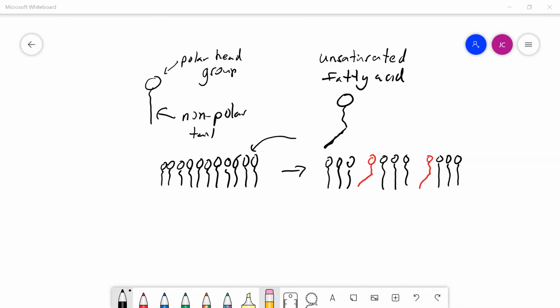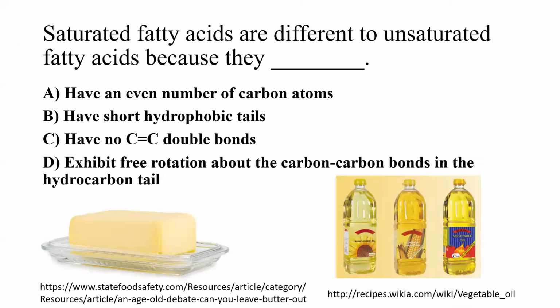All right, and so for that reason, in other words, butter has a higher melting temperature than vegetable oils, okay? And again, that's because the butter has a higher composition of saturated fatty acids and is able to pack easier, okay? Versus the vegetable oils, which have a higher composition of unsaturated fatty acids, and therefore the melting temperature is much lower, okay?